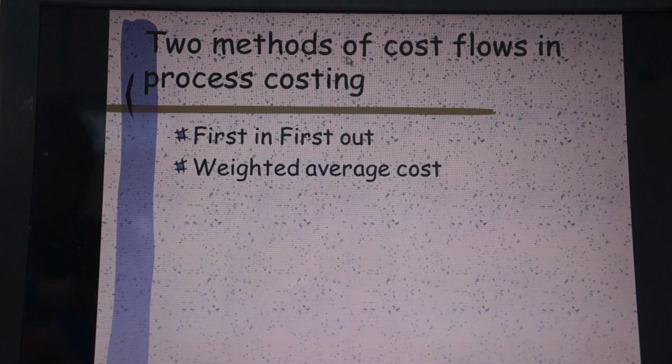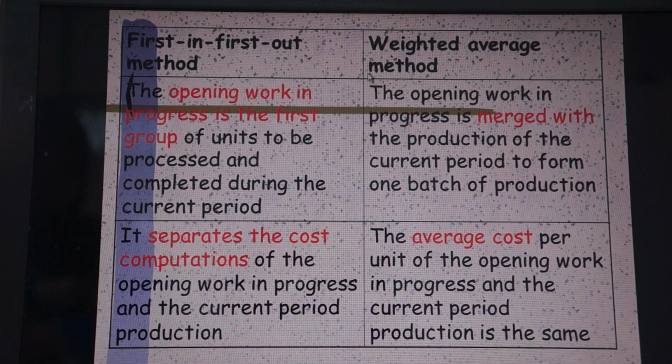We have two methods of cost flow in process costing. We have FIFO, or first in, first out, and we have weighted average cost. There are differences between first in, first out and the weighted average method. In first in, first out, the opening work in progress is the first group of units to be processed and completed during the current period. For the weighted average method, the opening work in progress is merged with the production of the current period to form one batch of production.